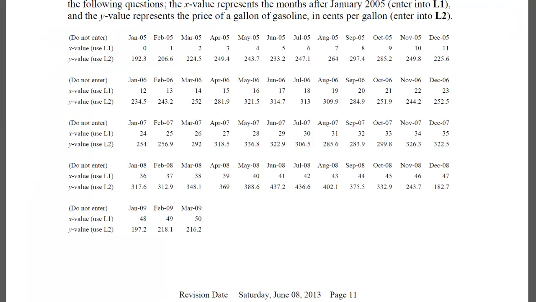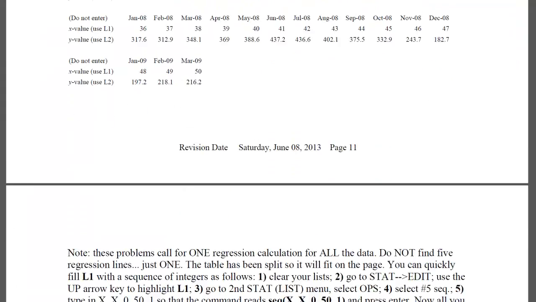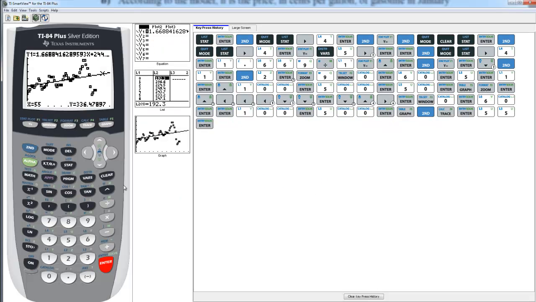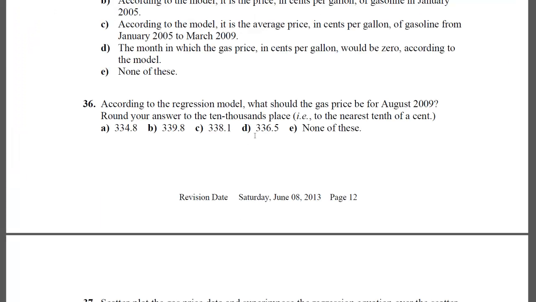Let's go and see what the instructions say. Round your answer to the 10,000th place, i.e. the nearest 1/10 of a cent. Okay, so in other words, 4 places. Or well, yeah. So anyway, let's see, 336.5 cents, I would think. Let's take a look at what the exam offers. 336.5, that looks like letter D. So I'm going to go with that.